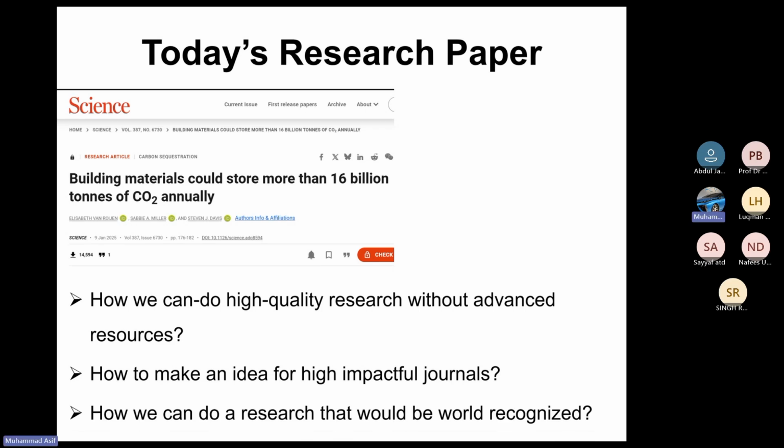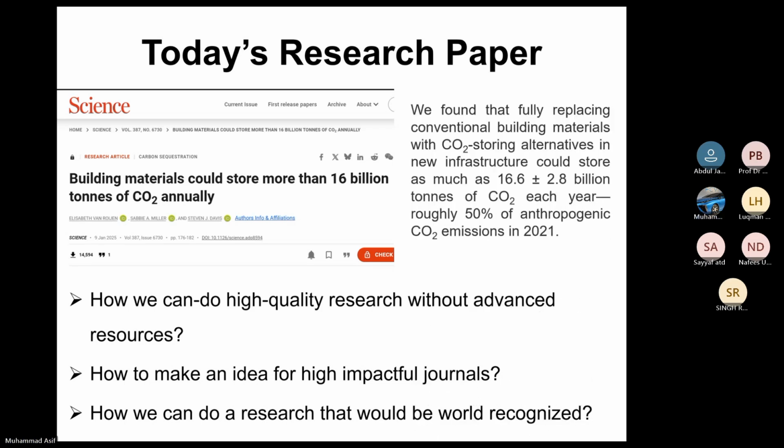And third is how we can do research that would be world recognized. We have to discuss how we can do research that is recognized by the world, because many times we do research that is localized and only beneficial for some countries, or some portion of the countries, or even a limited area, so it may not get much recognition in the world. If we consider the whole world scenario, that may help us get recognition at the world level.